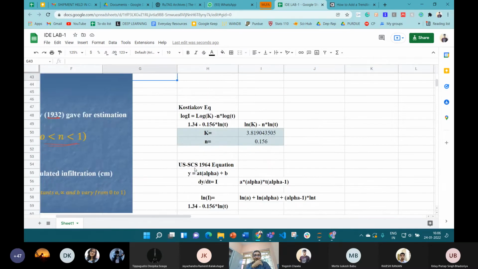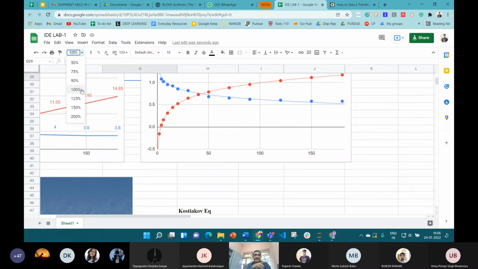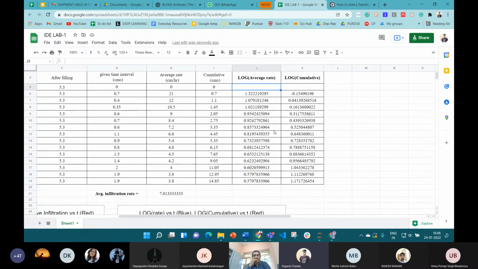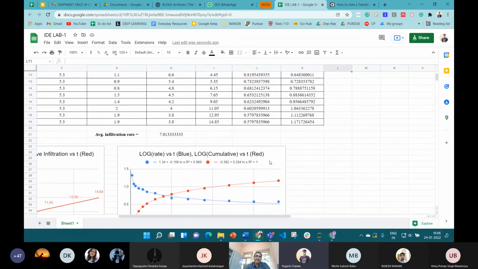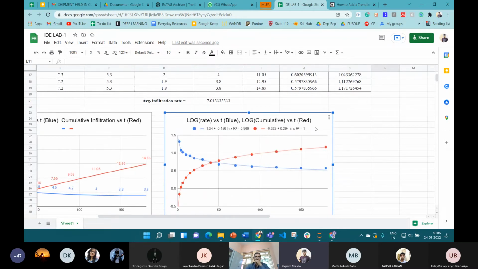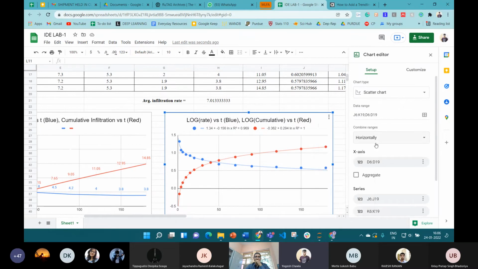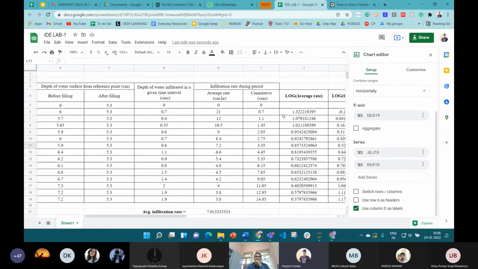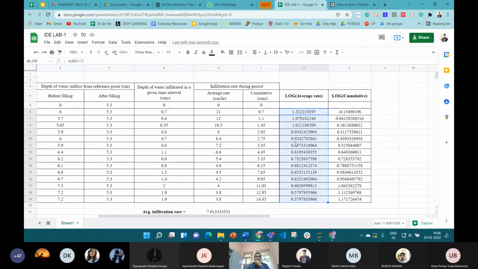When you are seeing the infiltration rate, it starts from 0. So once you take the log of 0, how much will it be? I have not taken the log because we don't consider the first observation. Yes, sir, I have not taken that, and then we need to fit this. So you can see the graph, the x-axis is D to 9, the series of J6 to J19. So it is J6 to J19. This one.